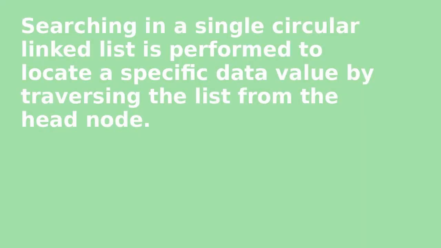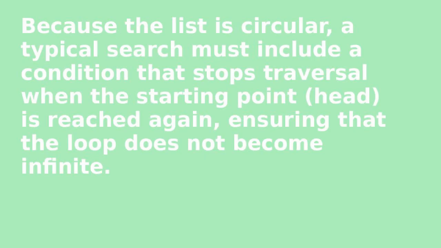Searching in a single circular linked list is performed to locate a specific data value by traversing the list from the head node. Because the list is circular, a typical search must include a condition that stops traversal when the starting point, head, is reached again.